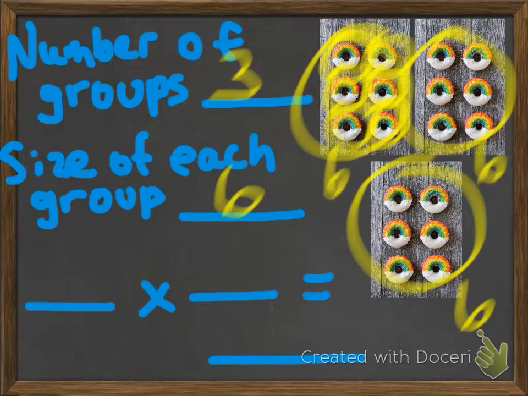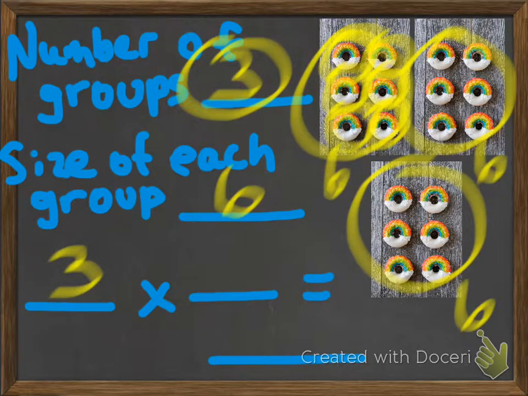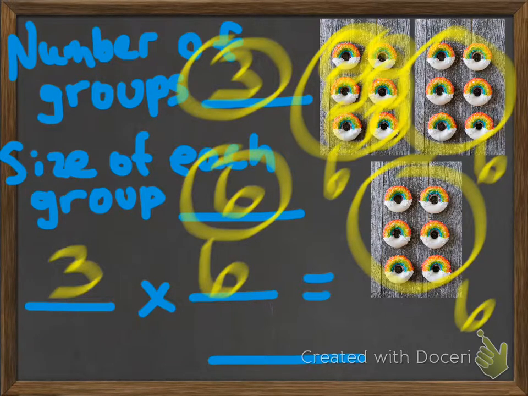Now from here, we can make a multiplication problem. We're going to take the number of groups, 3, times the number in each group, 6, and we get a total of 18. And you can add that: 6 plus 6 plus 6 is 18.